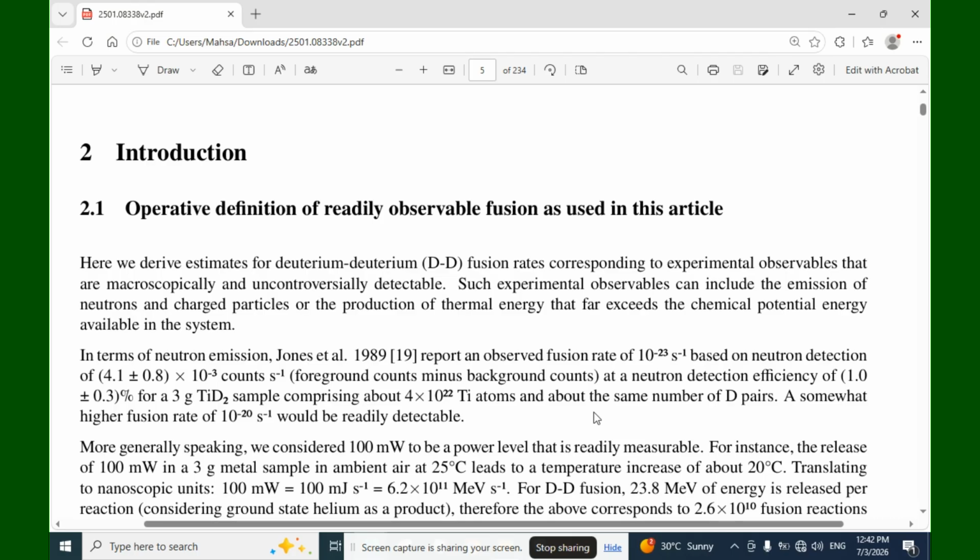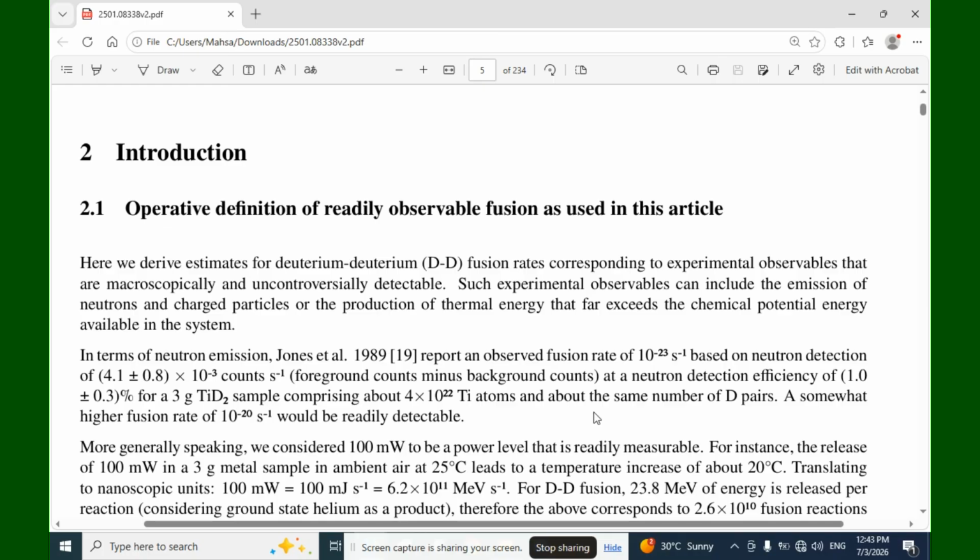Here we derive estimates for deuterium-deuterium fusion rates corresponding to experimental observables that are macroscopically and uncontroversially detectable. Such experimental observables can include the emission of neutrons and charged particles, or production of thermal energy that far exceeds the chemical potential energy available in the system.